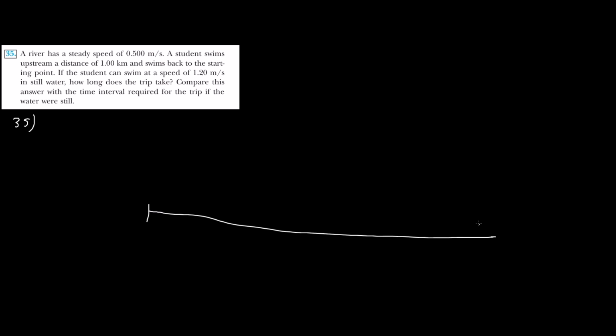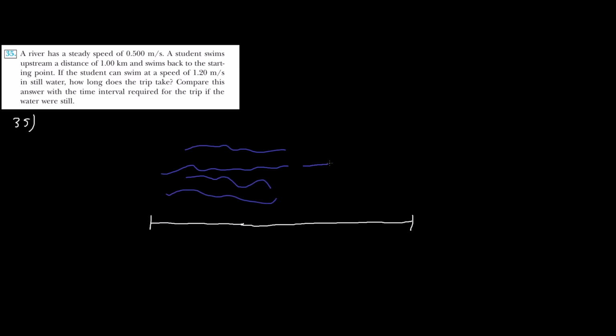So let's try this. All right, you have a river that's flowing at 0.5 meters per second, and you have a guy that's trying to swim on the river.